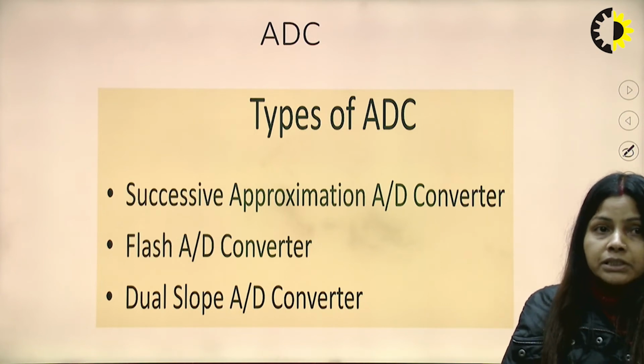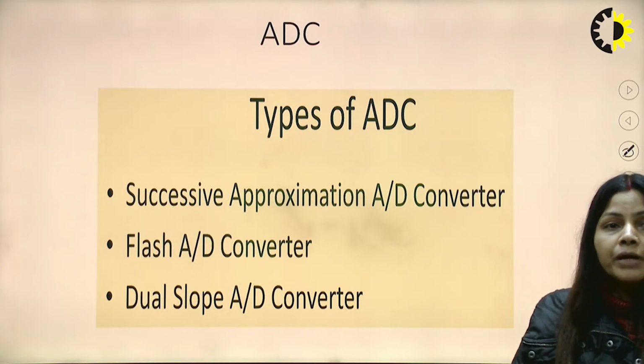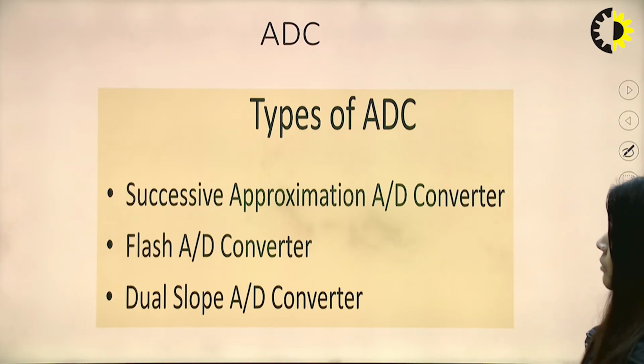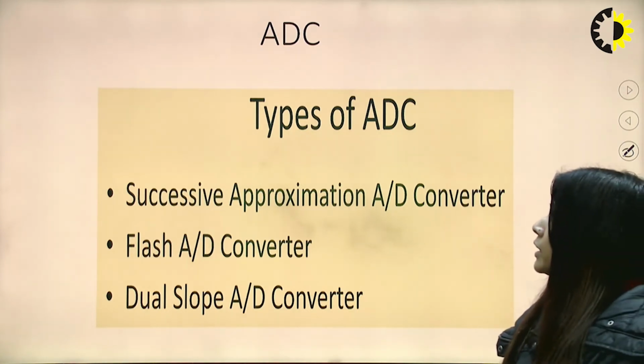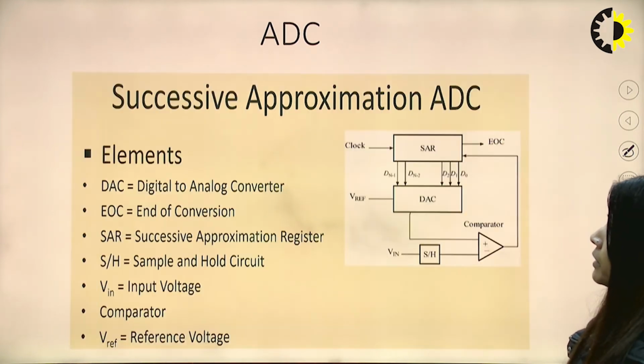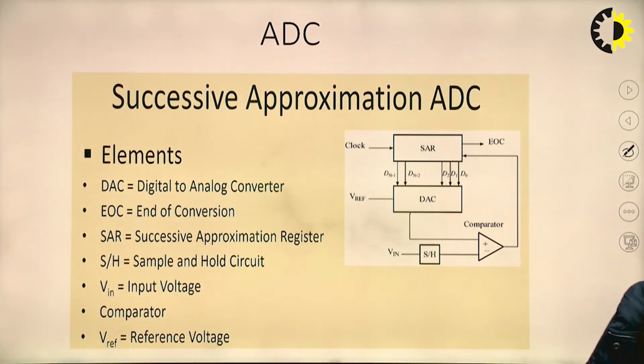Now coming to the types of ADC, we need to study three types of ADC in this unit. First is the successive approximation converter, then the flash type, and then the dual slope. All these three types are very important for analog to digital conversion. Coming to the first type, the successive approximation ADC, let us understand this one.